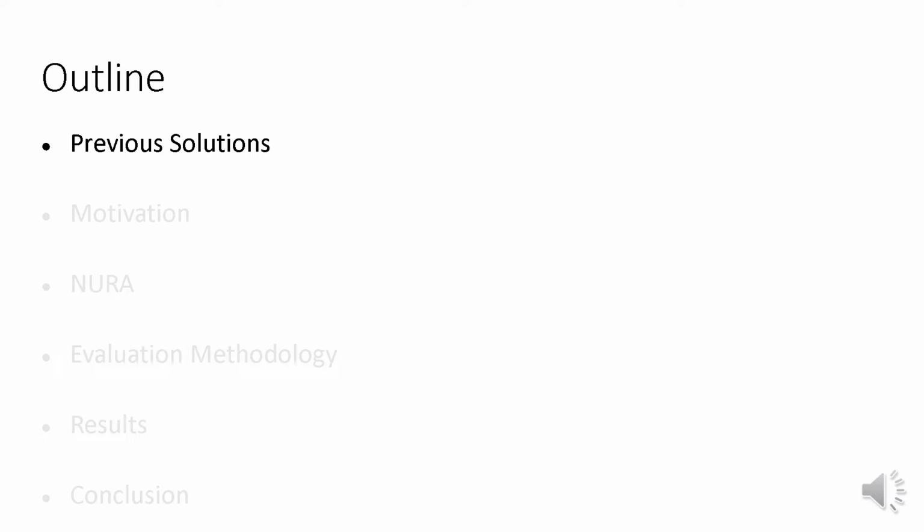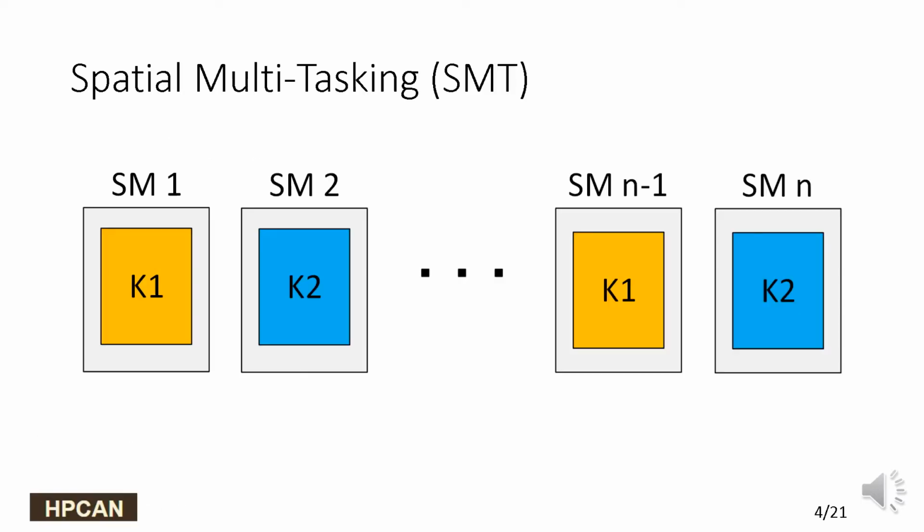We briefly discuss spatial multitasking and simultaneous multi-kernel mechanisms and their shortcomings as previous solutions in the following slides. Spatial multitasking assigns CTAs of a kernel to a subset of SMs, where each SM executes CTAs of one kernel. This approach can potentially improve the utilization of the resources that are shared across the SMs, but has nothing to do with the resources inside the SM.